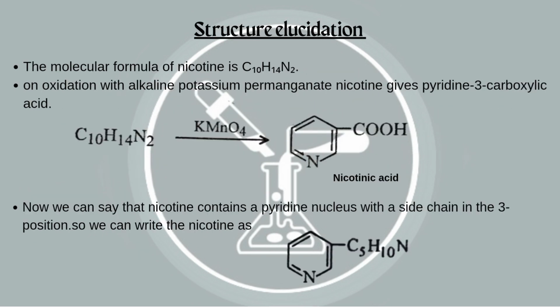Structure elucidation of nicotine. The molecular formula of nicotine is C10H14N2. On oxidation with alkaline potassium permanganate, nicotine gives pyridine 3-carboxylic acid. So nicotine contains a side chain in the third position. So we can write the structure as given.